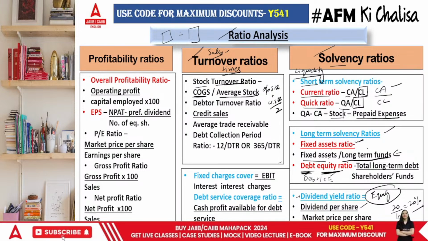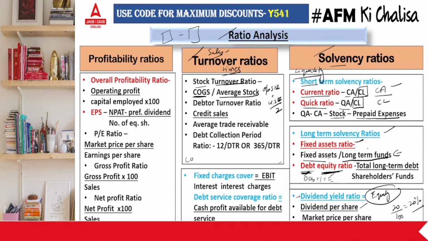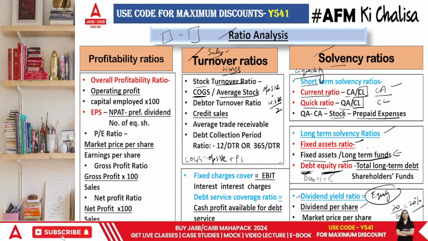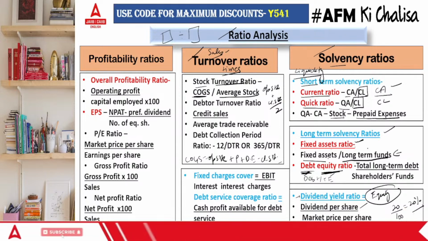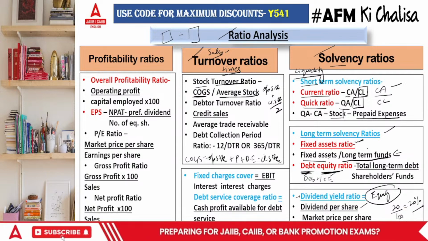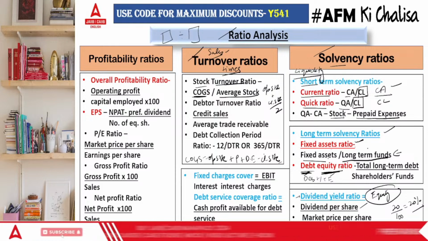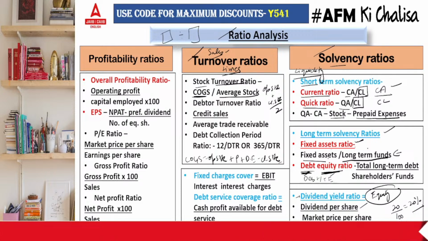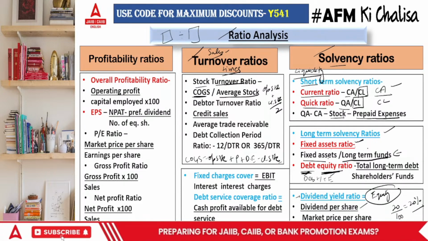And what is COGS, everyone? Do you remember? COGS is basically your opening stock plus purchase plus direct expenses minus closing stock. This particular ratio talks about how many times in a year your raw material to finished good cycle happens. The more it happens, the more active your organization is.